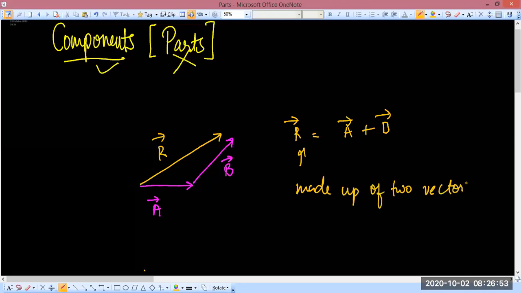Do you agree with this sentence? Have a look at this equation. That will help you realize what I'm saying. This R vector is actually made up of two vectors. Which two vectors? This R vector is made up of which two vectors?